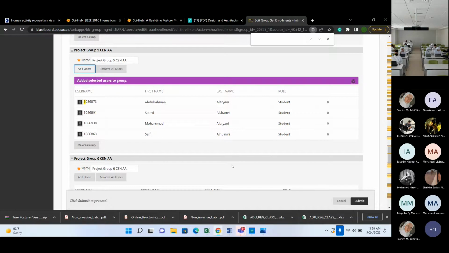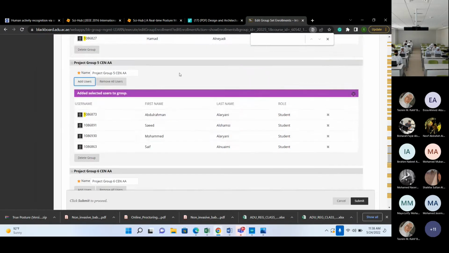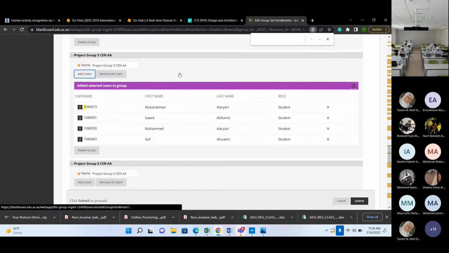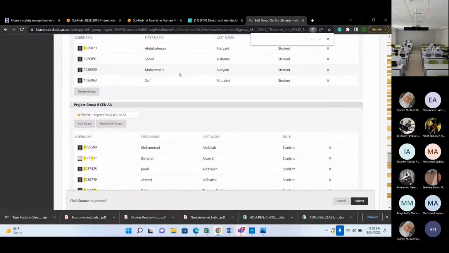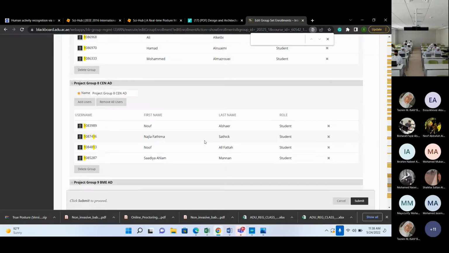Okay, so when Muhammad comes, ask him to send me a message. What's his surname? Mohammed Al-Naimi. Muhammad Khalif Al-Naimi. I can't find him. I don't know, maybe he's been added to another group. I'm not sure.